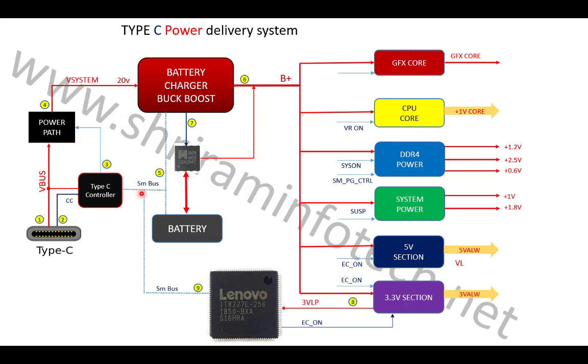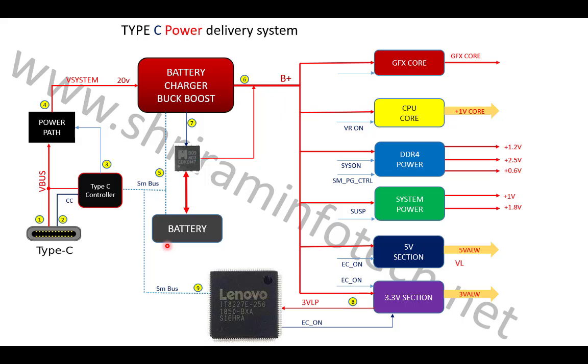Then the next thing here is the SMBus communication. SMBus is basically a two-wire communication protocol. Sometimes it's called the I2C bus. So I2C bus and SMBus are both the same. It's a bidirectional communication protocol where two chips communicate with each other.